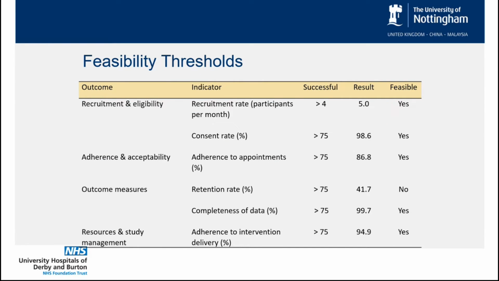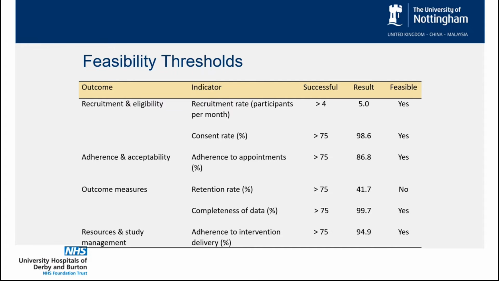If we compare the results back to the feasibility thresholds, recruitment and eligibility: did I recruit more than 4 a month? Yes, tick. Did I get more than 75% consent rate? Yes, tick. Did they adhere to the appointments? Yes, 87%. Did I get more than 75% retention of data? No, it was 42%. But of the data I got back, it was complete, and the participants adhered to the appointments. So some of the feasibility thresholds were met, but one didn't.